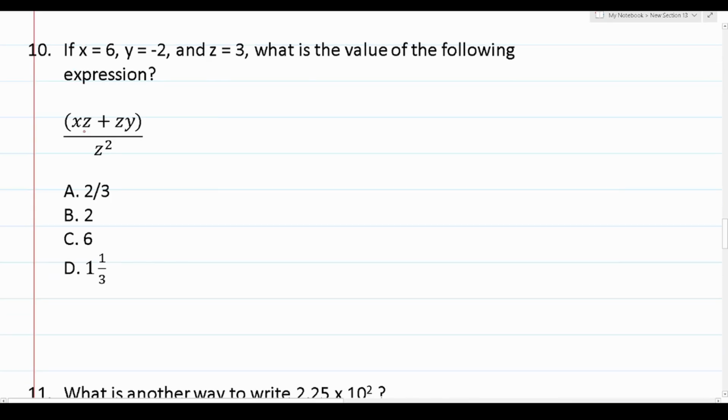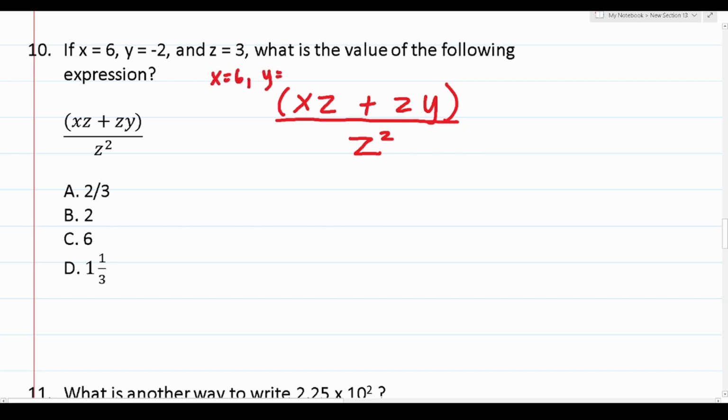All right, so number 10 says if x equals 6, y equals negative 2, and z equals 3, what is the value of the following expression? We have x times z plus z times y over z squared. To start, I'm going to copy this expression off to the left. So again, we have x times z plus z times y all over z squared. That looks like a 2, so let me fix it. Z squared. And according to the problem, we know x equals 6, y equals negative 2, and z equals 3. So let's just plug those values into this expression.